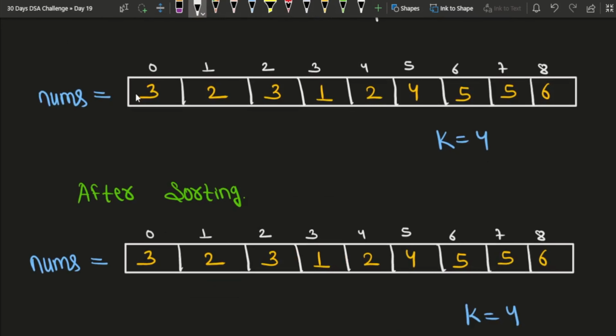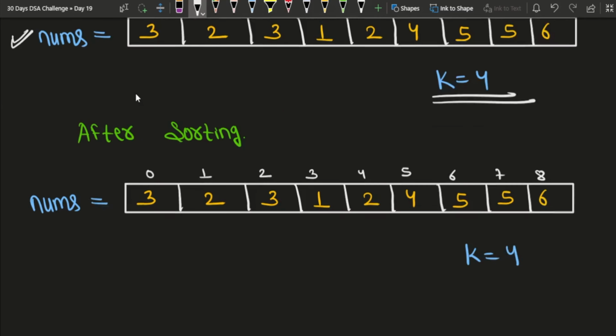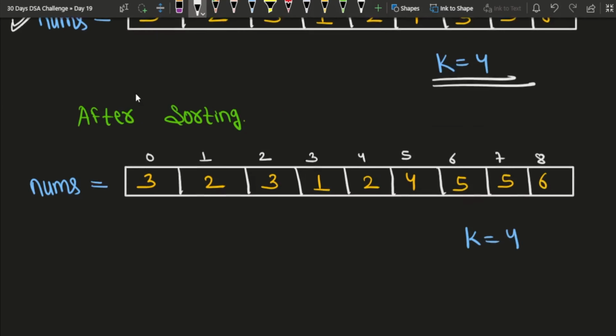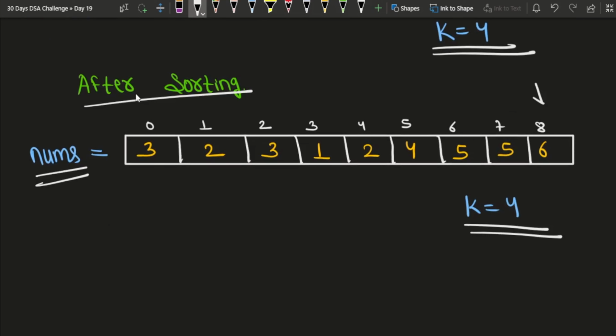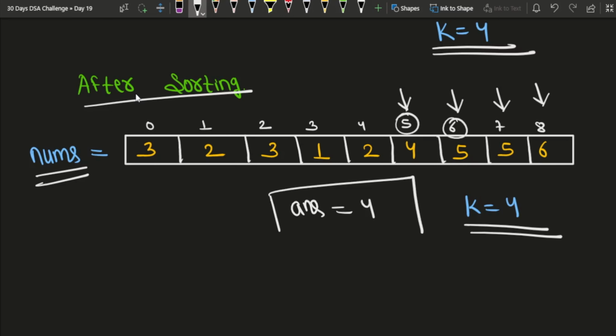Let's take one more example. So let's say that this is our nums array and this is the value of k, right? So we have to find out the fourth largest element present in our nums array. So firstly we will perform sorting, right? And after sorting, this is our nums array and we have to return the fourth largest element, right? So from the back, you can see that this 6 is nothing but my first largest element, okay? This 5 is nothing but my second largest element, right? This 5, which is present at index number 6, is my third largest element. And this 4, which is present at index number 5, is my fourth largest element. So the answer for this particular sample test case will be equal to 4, right?